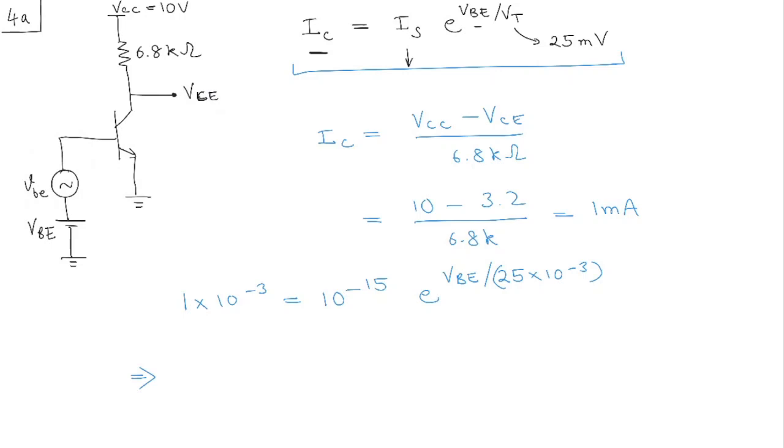So how do you do that? Let's do the mathematics. So 10 to the power 12 equal to e to the power VBE divided by 25 times 10 to the power minus 3. You can take the logs on both sides and you can calculate VBE, and it should turn out to be equal to 690.8 millivolts. Right, so usually we assume VBE to be 0.7 volts, which is 700 millivolts. But exactly in this case, VBE is equal to 691 millivolts or so. Okay, so that's the first problem.